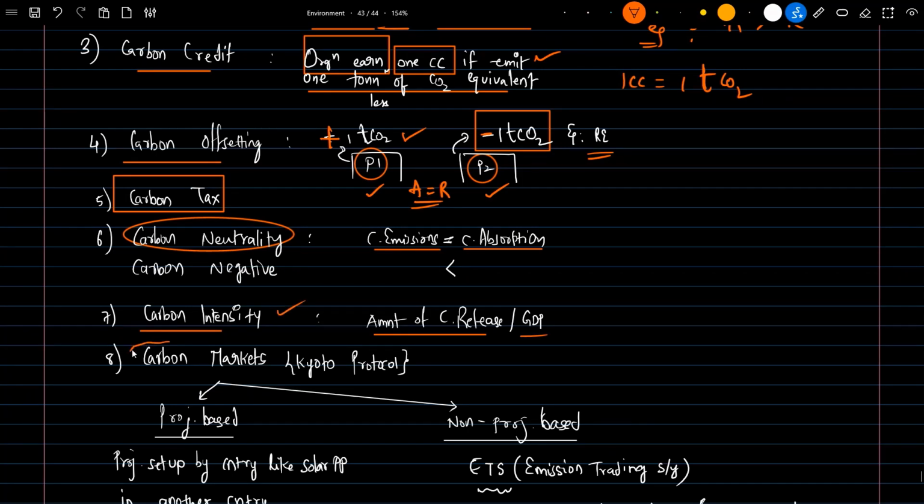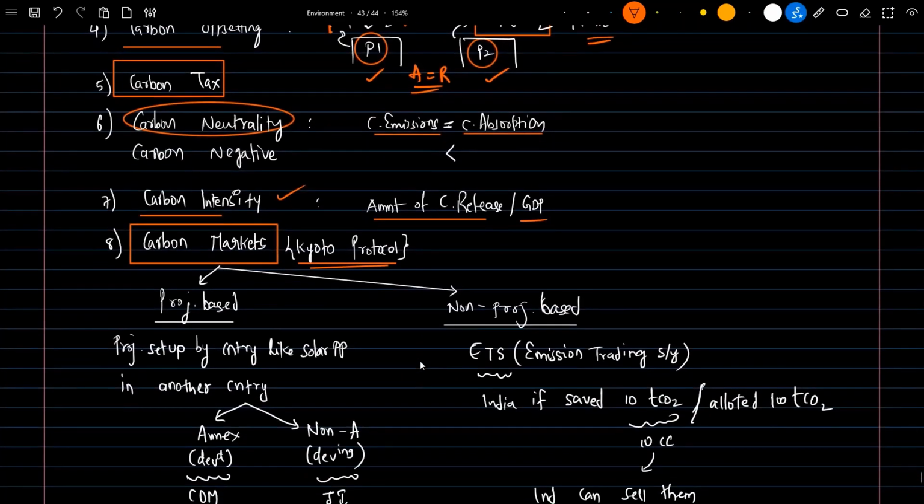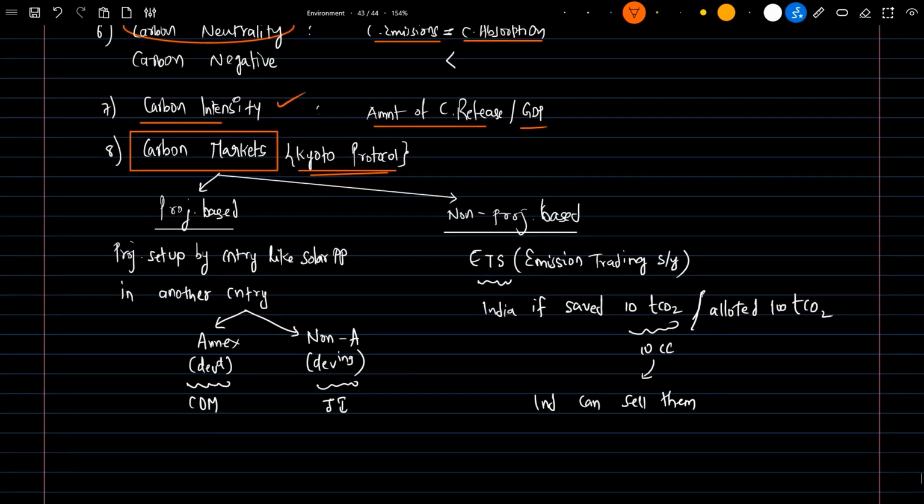So the next important concept is the carbon market. What is the carbon market? This concept has been evolved by the Kyoto Protocol under UNFCCC. The carbon market is majorly divided into project based and non-project based. What is project based? Project means simply establishing some project. In non-project based, there will be no project that will be established.